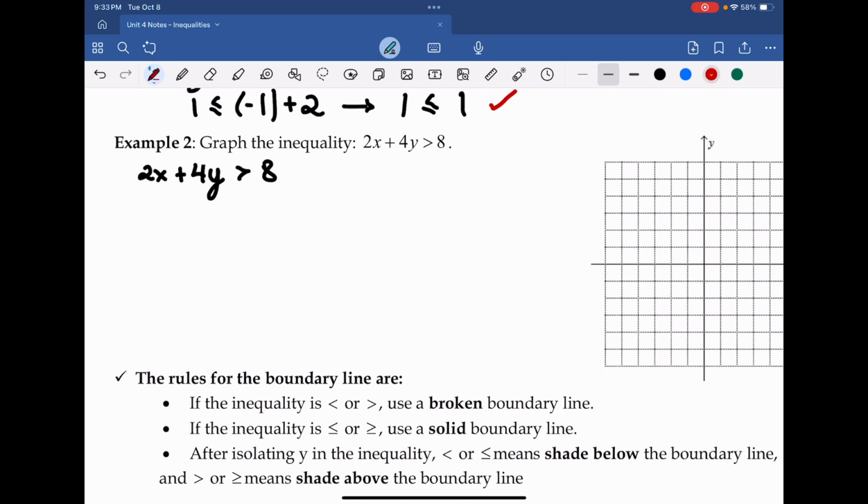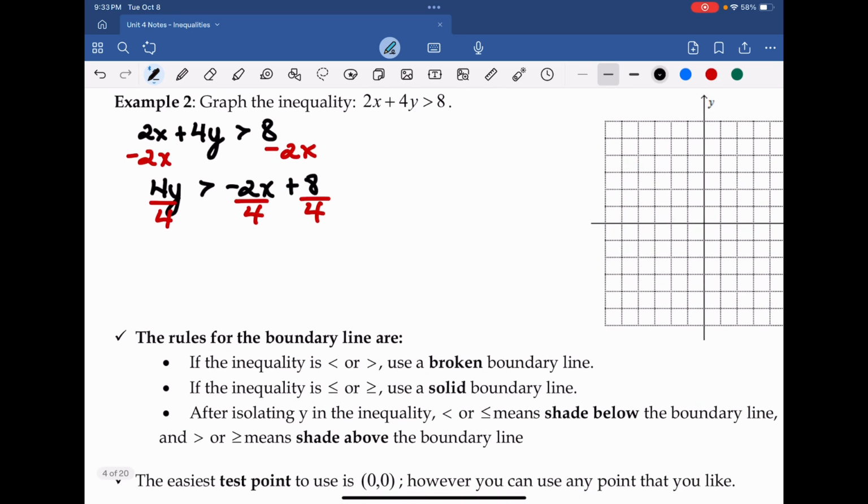I'm going to start by subtracting the 2x across because I see I have a positive amount of y's on the left-hand side. This becomes 4y is greater than -2x plus 8. Our last step is to divide by 4 because we don't want the 4 attached to the y value.